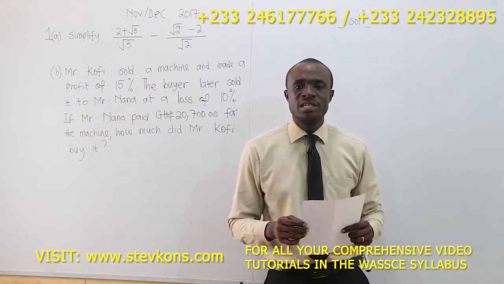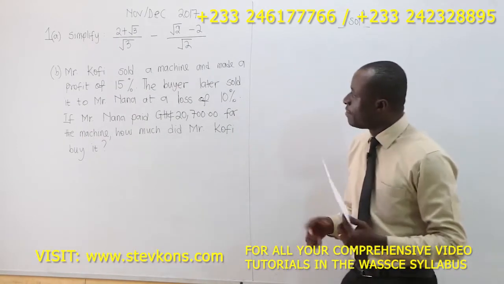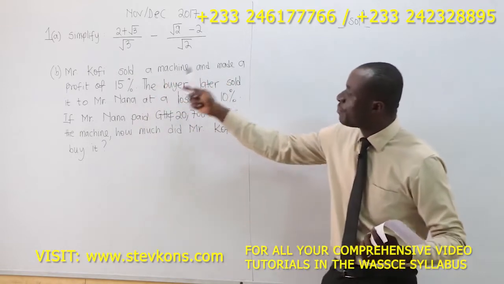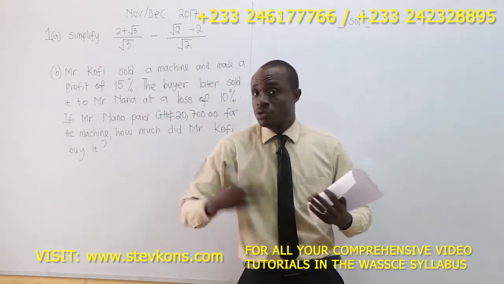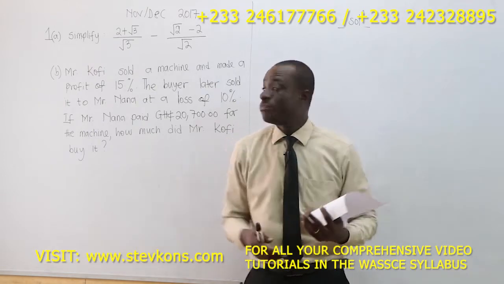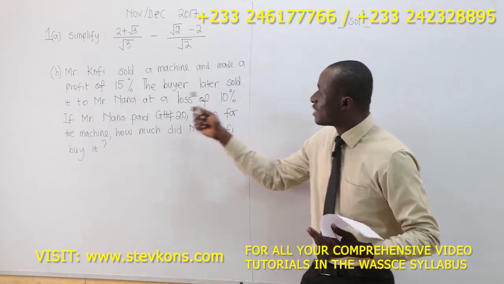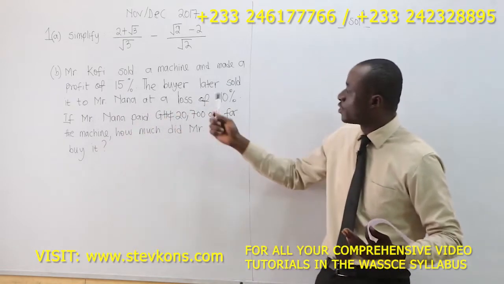Now let's consider the B part. NOV/DEC 2017, question number 1B. Mr. Kofi sold a machine and made a profit of 15%. So Mr. Kofi sold a machine to somebody and made a profit of 15%. Now, the buyer later sold it to Mr. Nana at a loss of 10%.